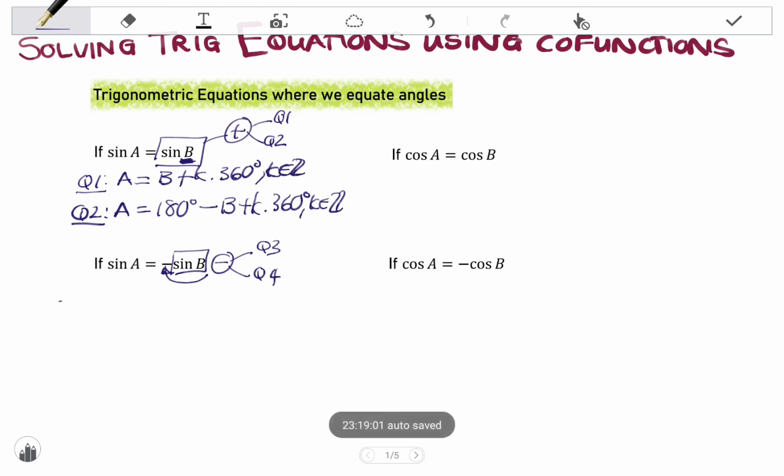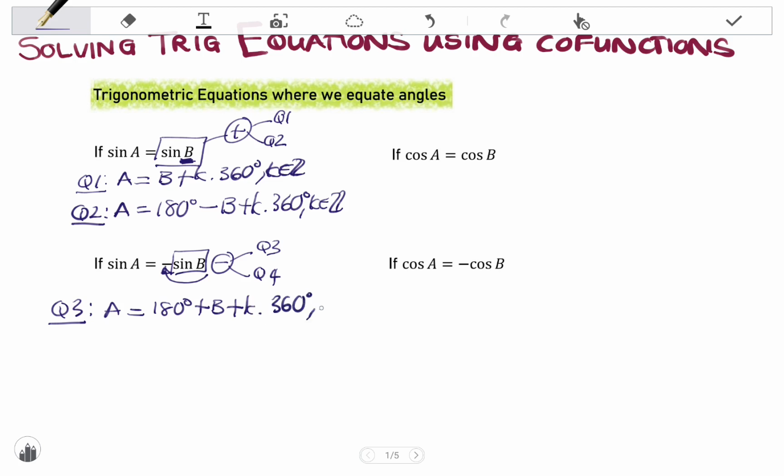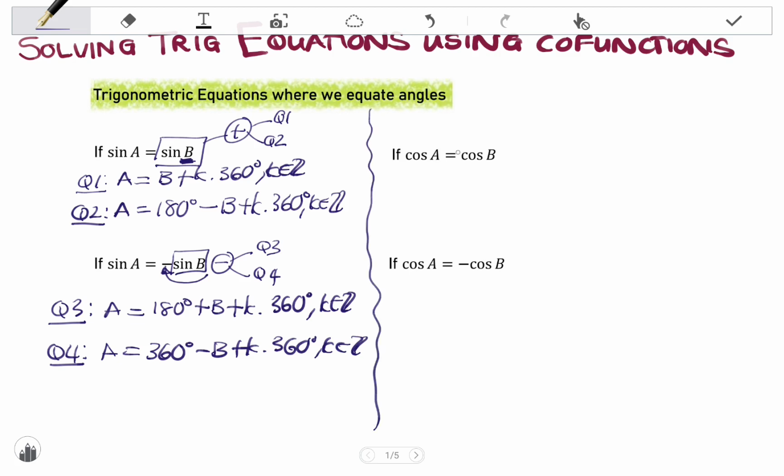Okay, so I go to my third quadrant. The angle, which is A, is equal to, in this case, 180 degrees plus my key angle, which is the other angle from the right-hand side, B, plus multiples of the period, which is 360. Okay, going to the fourth quadrant, I have my angle, which is the angle on the left-hand side, equal to 360 degrees minus the key angle, which is my B, plus multiples of the period. Okay, so that's for sine.